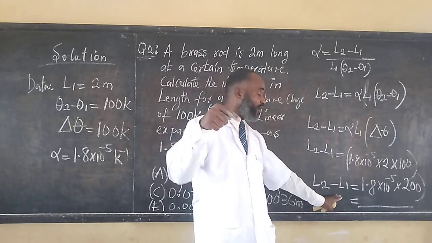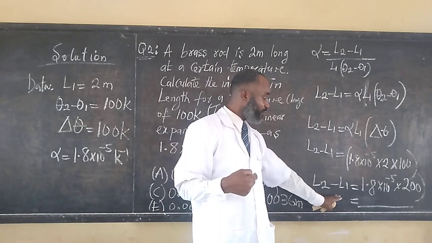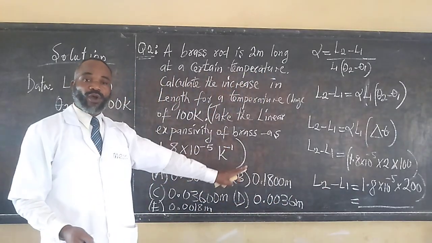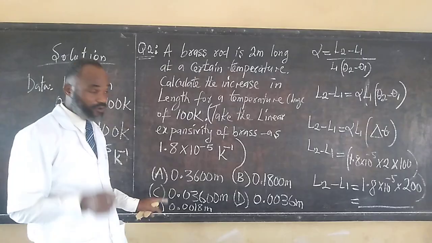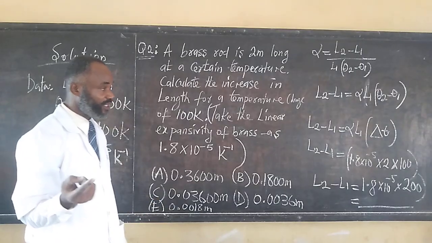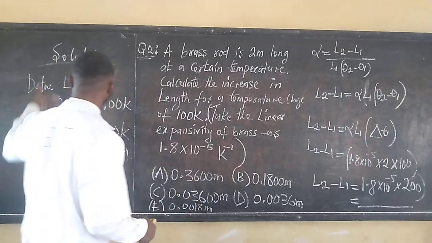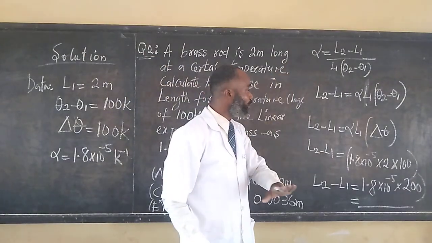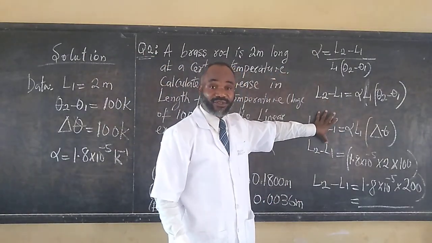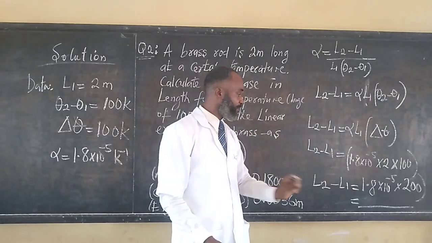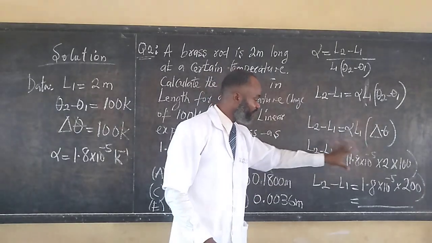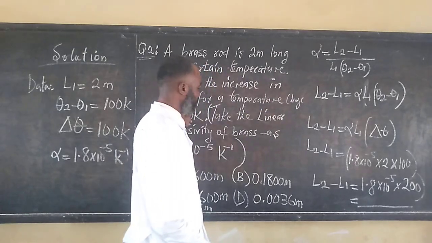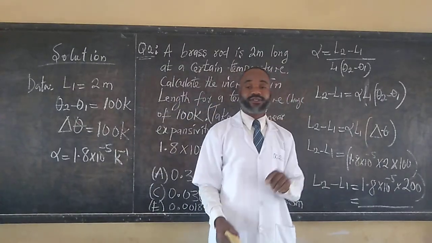Convince yourself that your answer corresponds to one of these options. You need to do that. I have outlined the data. I have stated the formula. I have also substituted where necessary. Then you're going to press a calculator, simplify further, find the increase in length, and then put it here in the comment section.